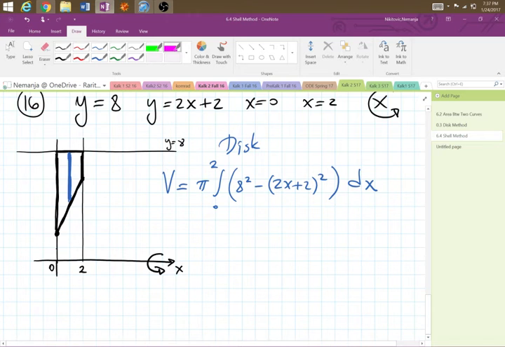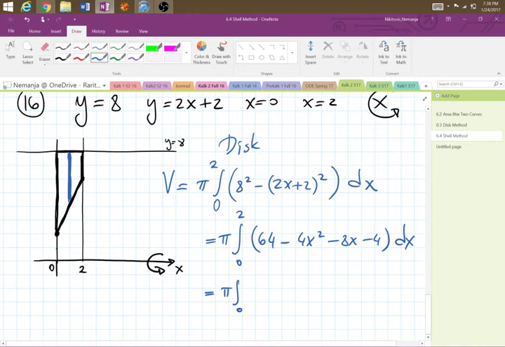So now, let's go with this being a 0 limit. Now we just need to compute this. That's pi integral 0 to 2, 64 minus 4x squared, that's 4/8, so minus 8x, and then minus 4, because there's that subtraction there. And that's going to be pi integral 0 to 2, 64, so that's 60, minus 4x squared minus 8x dx.